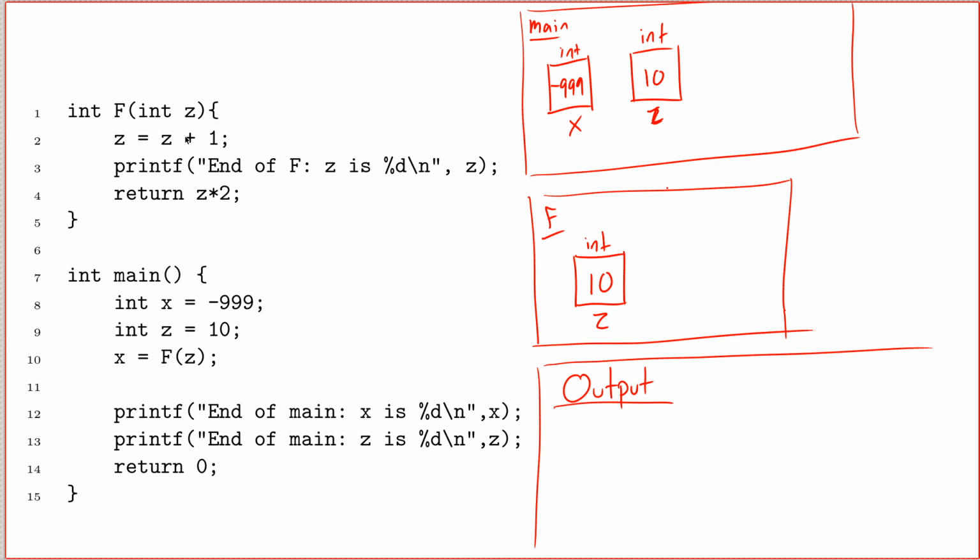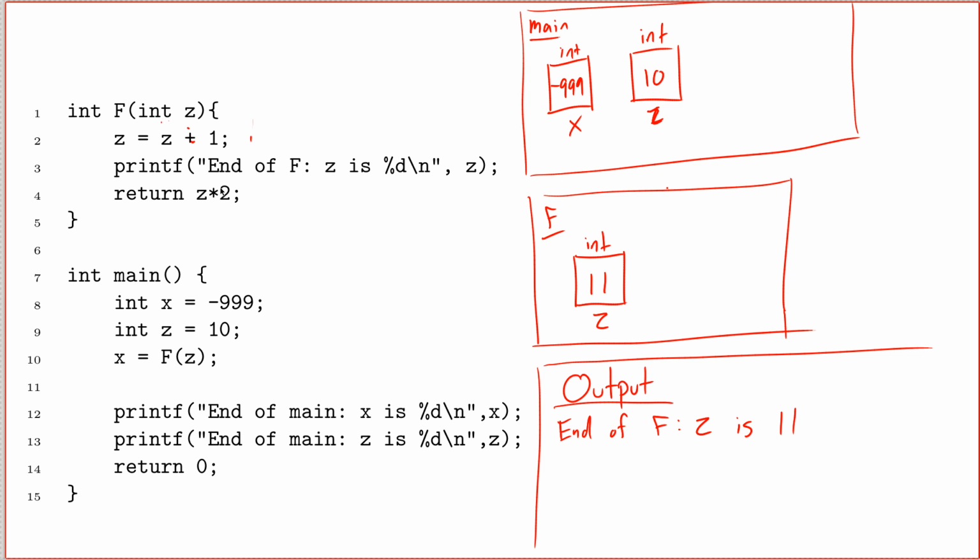So line 2, z equals z plus 1. Well, z in this scope is 10. So z equals 10 plus 1, which is 11. So we take the value 11 and we assign that to z. There it is. Let's just clean that up a bit. And then we print a line of output. End of f, z is, and then we get the value of z, which is 11.